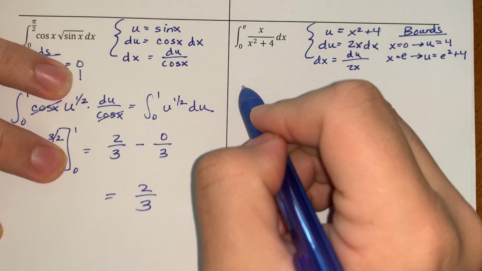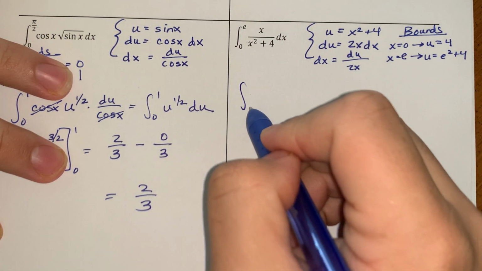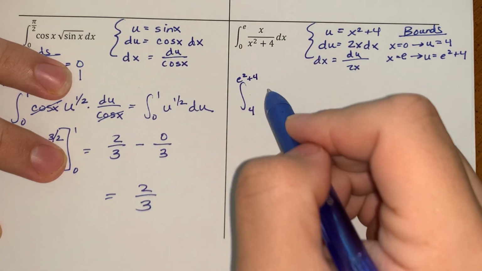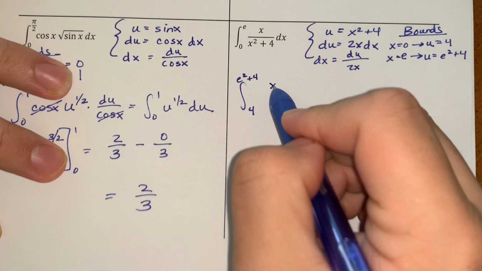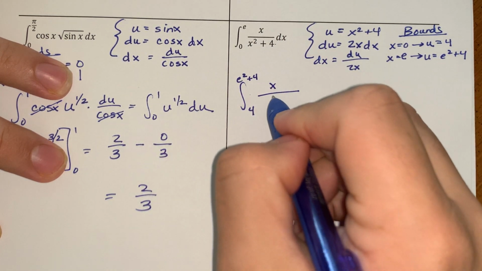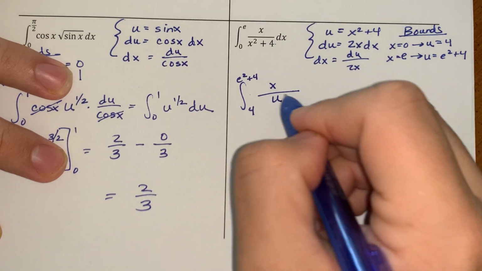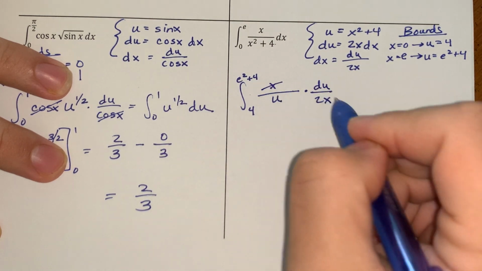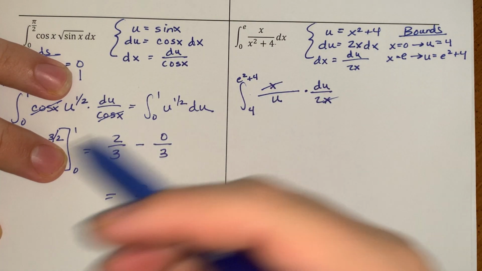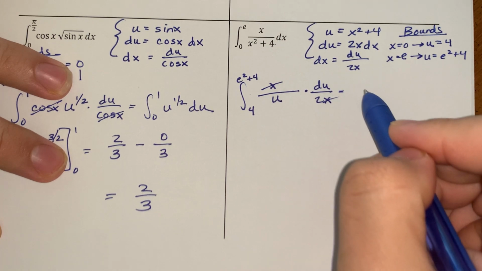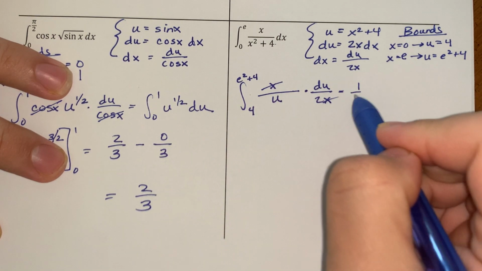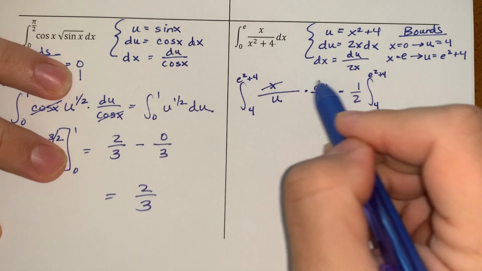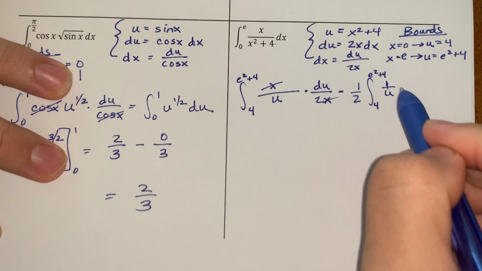So then we're going to have the integral from my lower bound of 4 to my upper bound of e squared plus 4. And now I'm going to go ahead and do my substitution. I can't substitute anything into that, so that's just x. x squared plus 4 is u, times du over 2x. Well, the x's cancel. So I'm good. I have no more x terms in my integral. And then I have a 1/2 that I can pull out. So I have 1/2 times the integral from 4 to e squared plus 4 of 1 over u du.